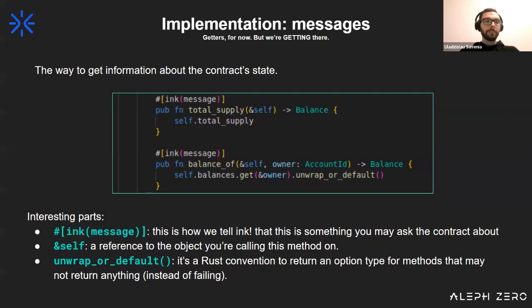Well, ink has this ink message macro as well. And this macro basically tells that the function below it would be public and seen by anybody who wants to access your contract. So if you were to call the contract from the chain, you will be able to access this function.